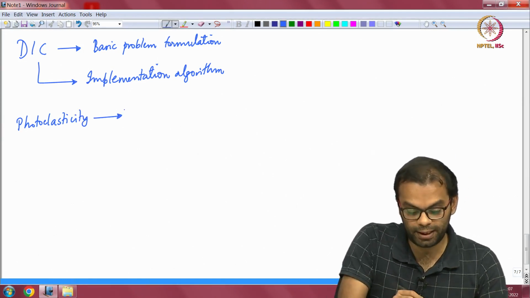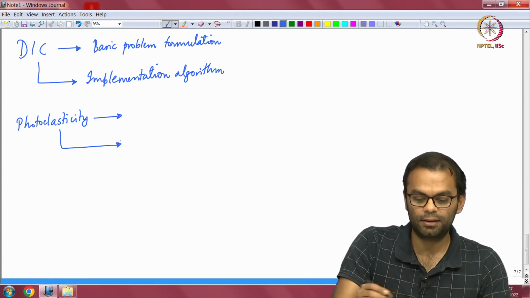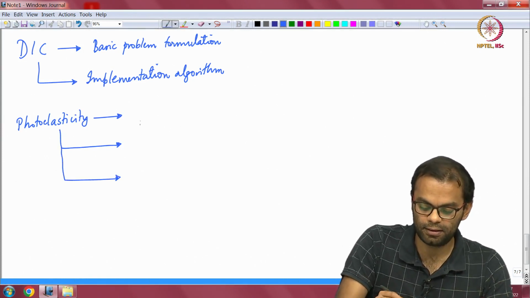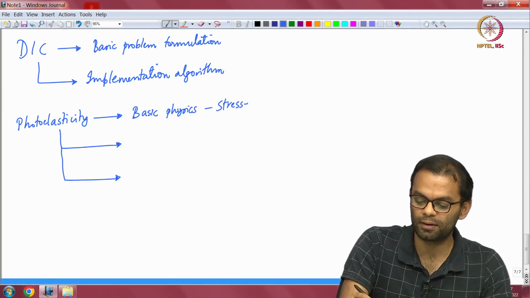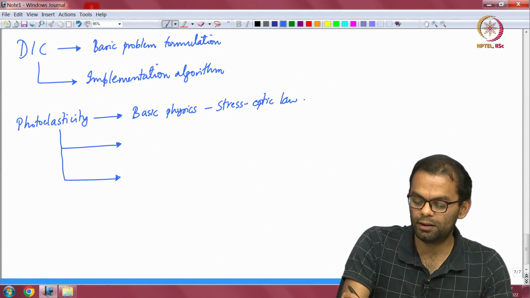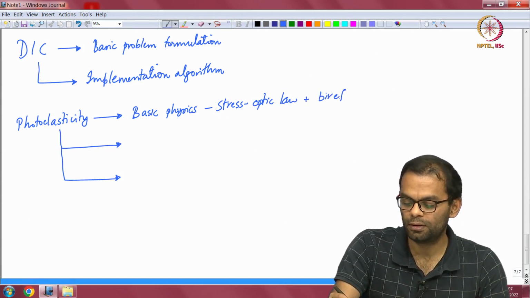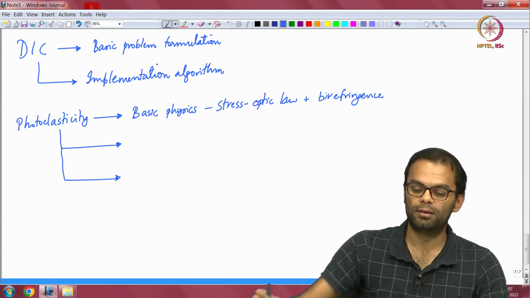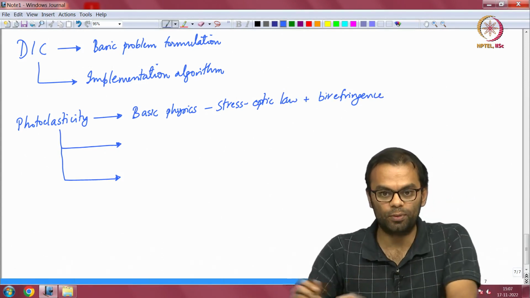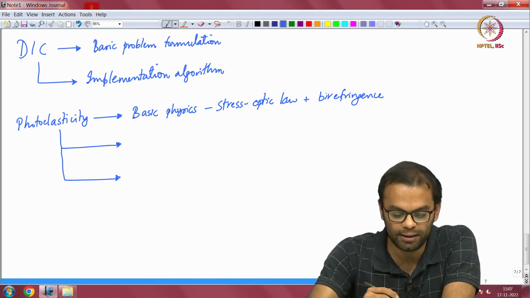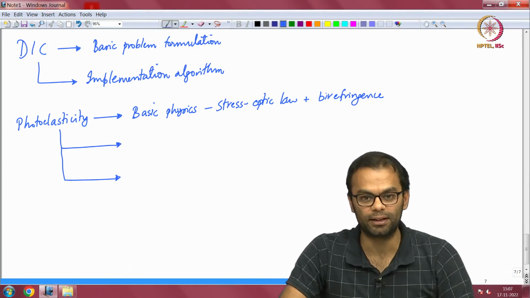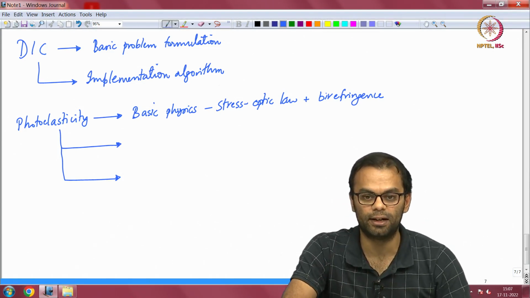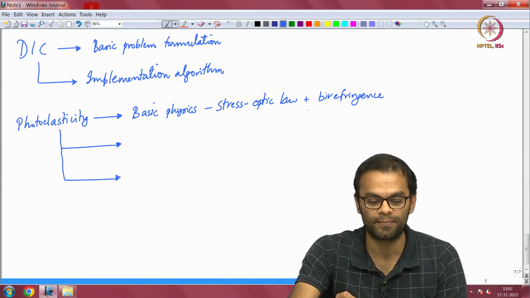For photoelasticity, I will do 3 things. First, we will discuss the basic physics. This is based on something called the stress optic law and the phenomenon of birefringence. We will discuss this at length and understand why some materials are birefringent, why some materials are not, and why lots of materials, especially polymeric solids, show birefringence. They are also optically transparent and so on. So, some of that discussion will happen here.